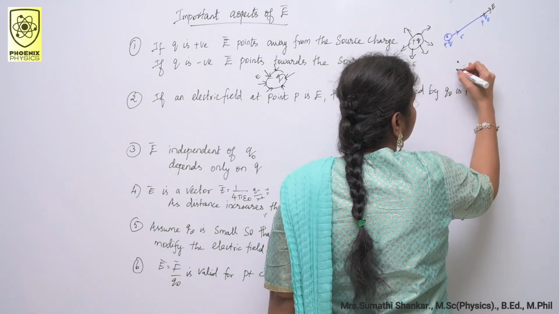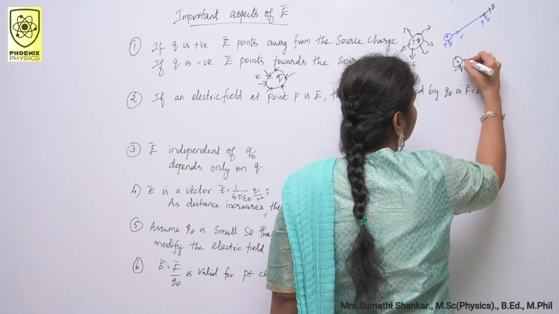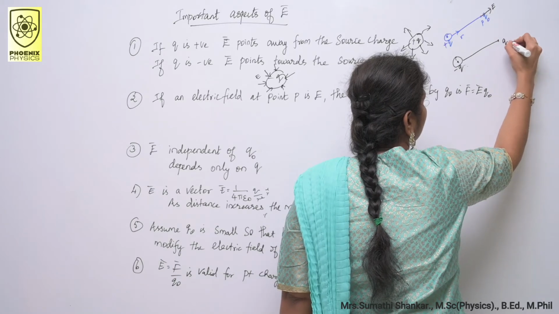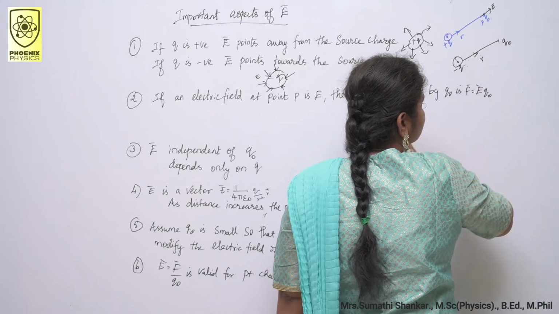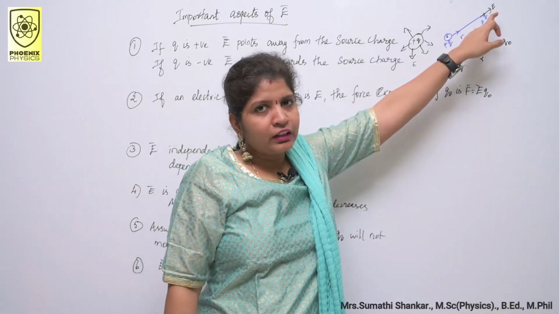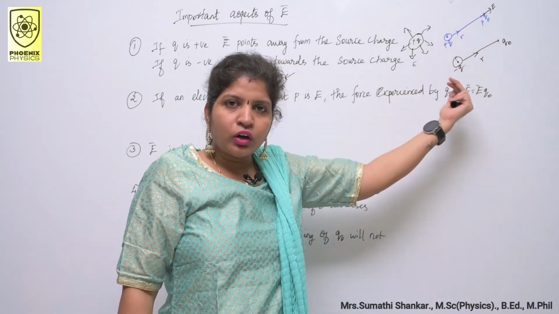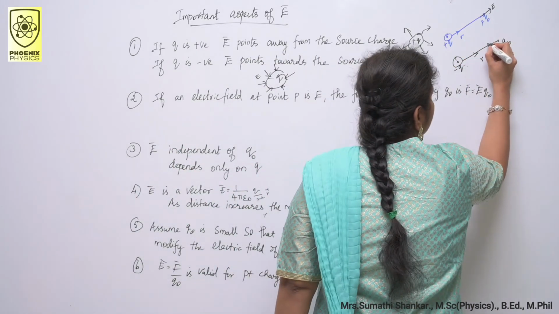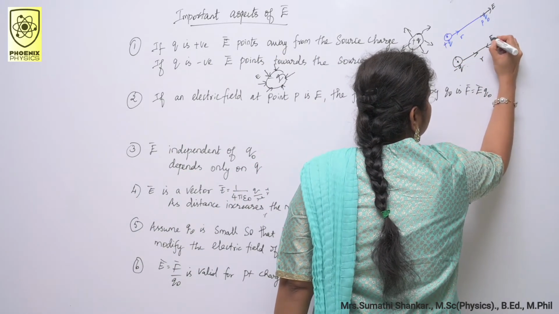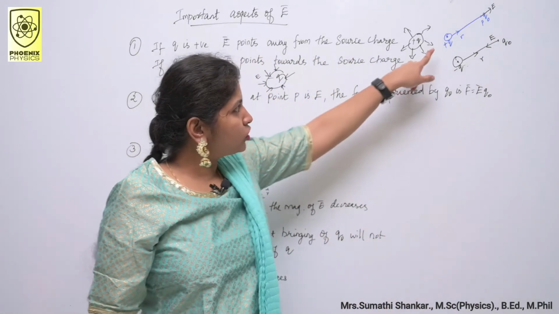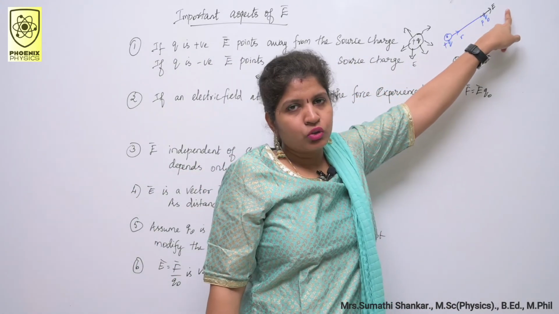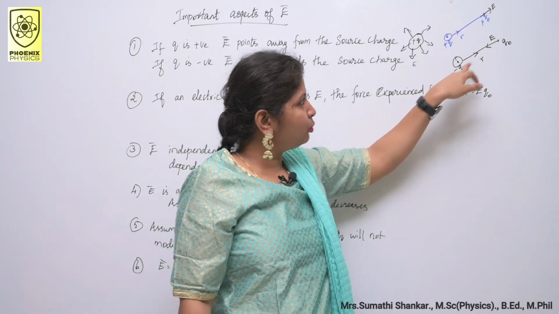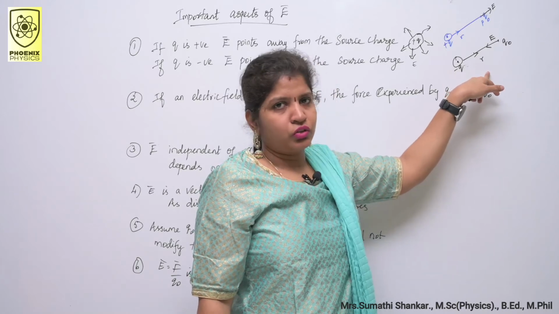Here this source charge is negative, which means this is Q naught. Both are separated by a distance r. The electric field points towards the source charge like this. So this is my E direction. If it is positive, it means away from the source charge. If it is negative, it means towards the source charge.